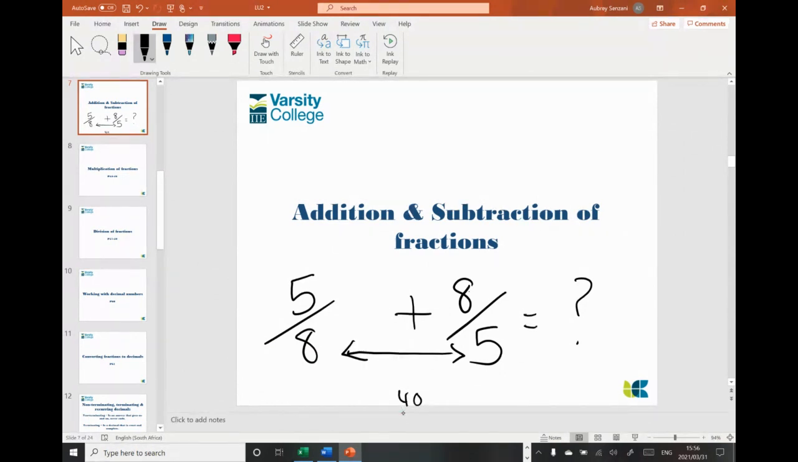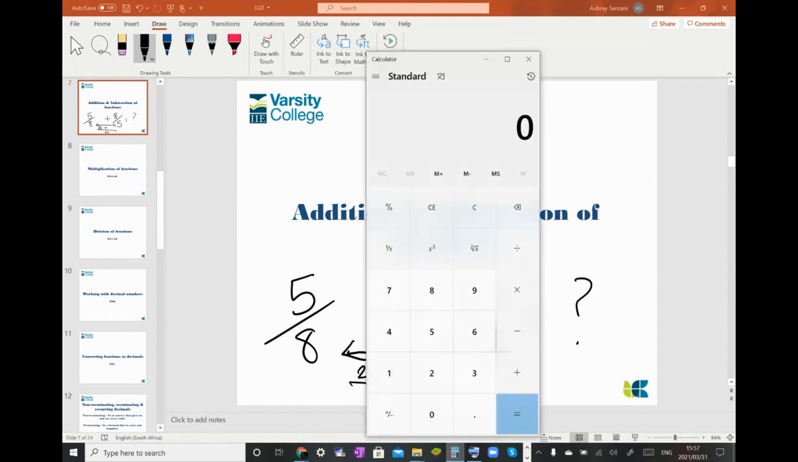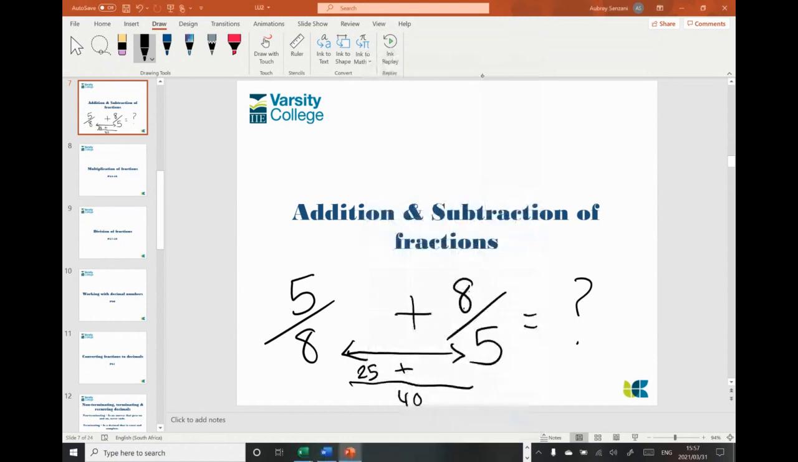Then once you have that, since we timesed this 8 by 5 to get 40, we now need to times this 5 by 5 to give you 25. And since this 5 was timesed by 8 to give you 40, we need to say 8 times 8. I don't know that off the top of my head, so we need to quickly pull out our calculators. So 8 times 8 equals 64.